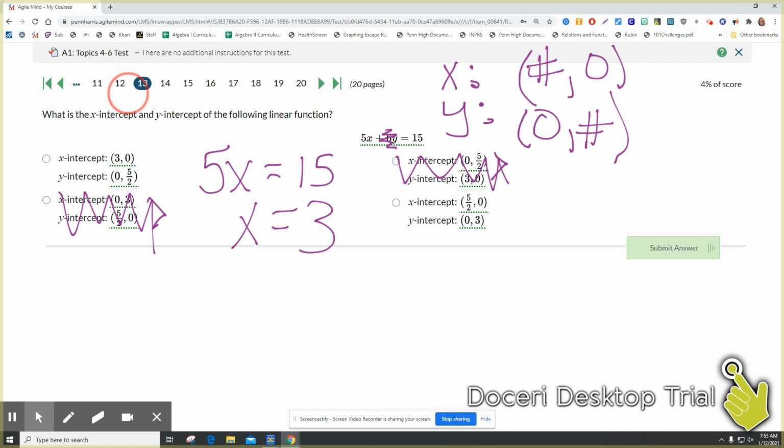Before I go any further, because I know some of you are looking at that fraction, find that answer. Only this one up here satisfies that. We don't even have to look at the y-intercept.